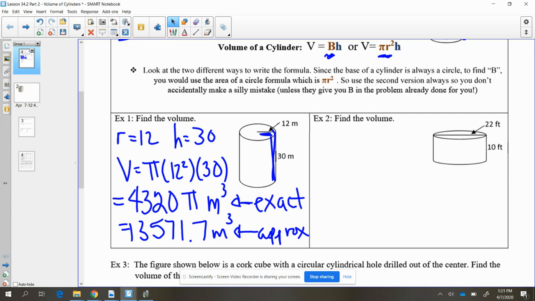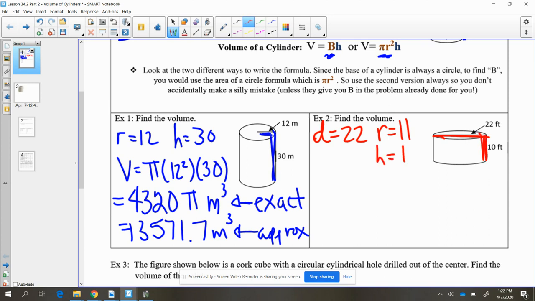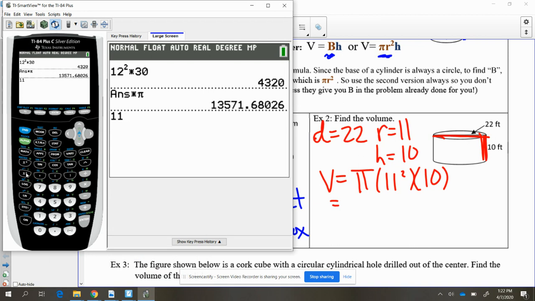So again, talking about both exact and approximated for the second problem, this time we have to be a little bit careful because they didn't give us the radius, they gave us the diameter to start. So we have to divide that value by 2 to get our radius, and then they did again give us the height is 10. So when we're finding the volume here, pi times r squared times the height. Again, if we're looking for the exact answer, you would just do 11 squared times 10.